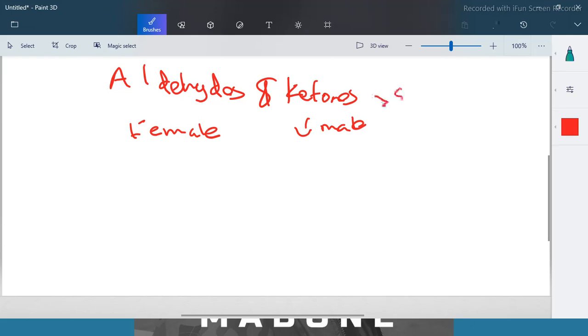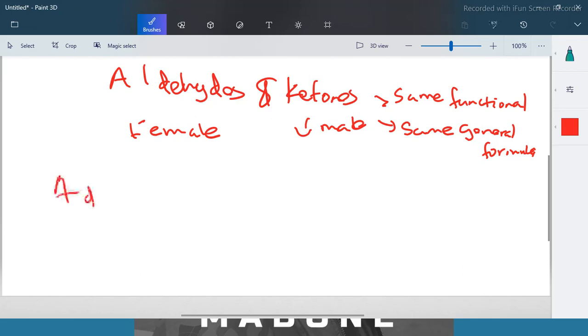They are from the same family, which means they have the same surname. What is our surname, by the way? It is the functional group. So they have the same functional group, the same surname. And then what else do they have? The same general formula, or molecular formula. Okay, guys. They have everything that is common here, right? But now, what is the difference between the two? Now let's see. The aldehyde, guys, simple.